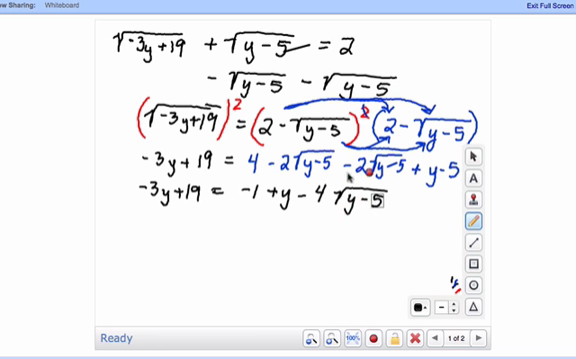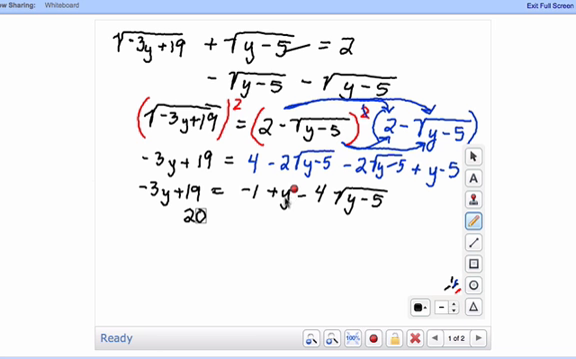Okay, so now we're going to work on isolating this square root. So we need to get rid of everything else that's over here. Let's first of all start with getting rid of the minus 1 and the plus y. So we're just going to go ahead and add 1 to both sides. That'll give you a 20 over here.